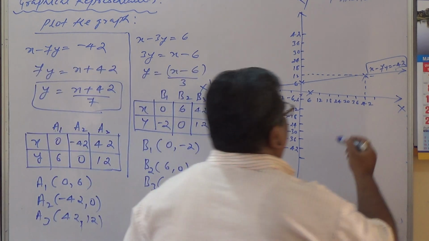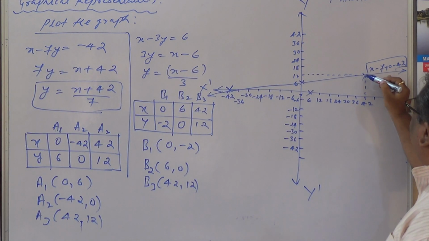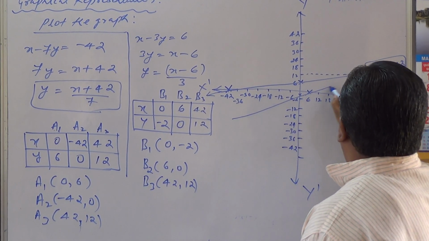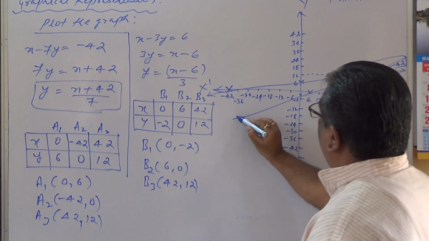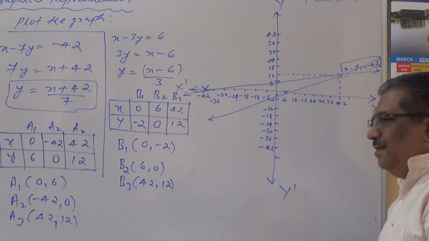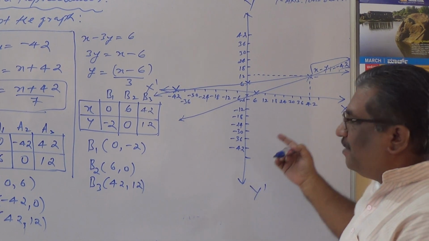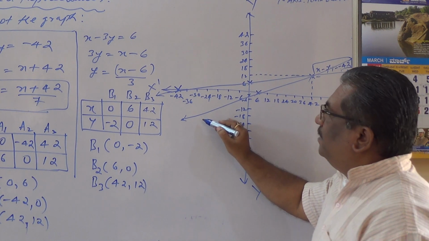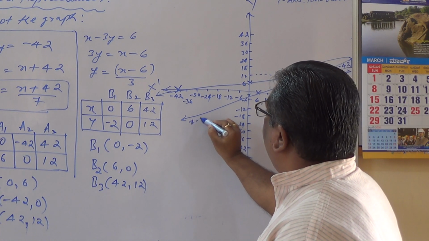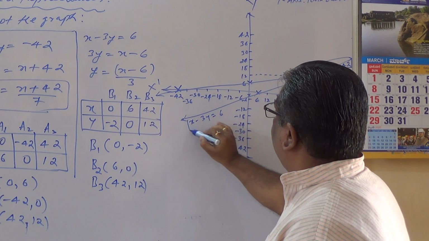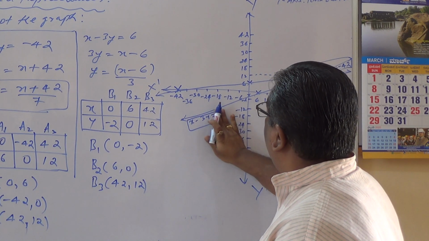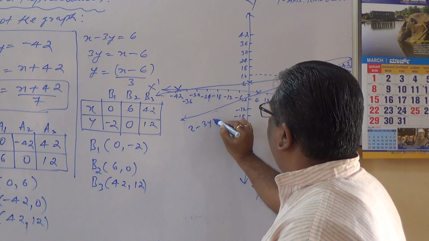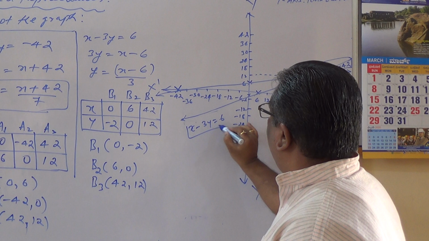Let me plot this also. 42 comma 12. Already this point is over here, so the line should pass through this way. Not a good looking graph, because you can plot on graph paper to get it very neatly. Okay, so this equation is x minus 3y equals 6. Yeah, this is how it is.